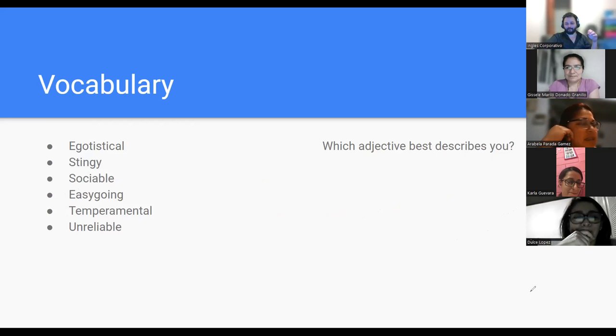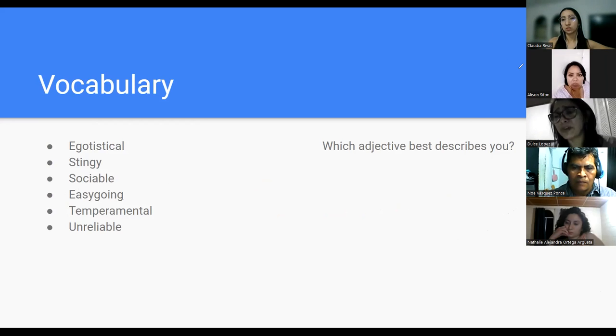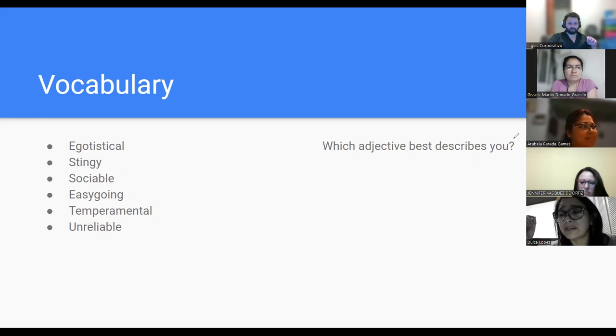Easygoing, right? So what's easygoing? Easygoing is like a flexible person, someone who adapts, a relaxed person. An easygoing person, guys, has a lot to do with being sociable. It's easy to talk to that person. It's basically an adjective for sociable. All right, temperamental. It's the opposite of being grumpy, yes.